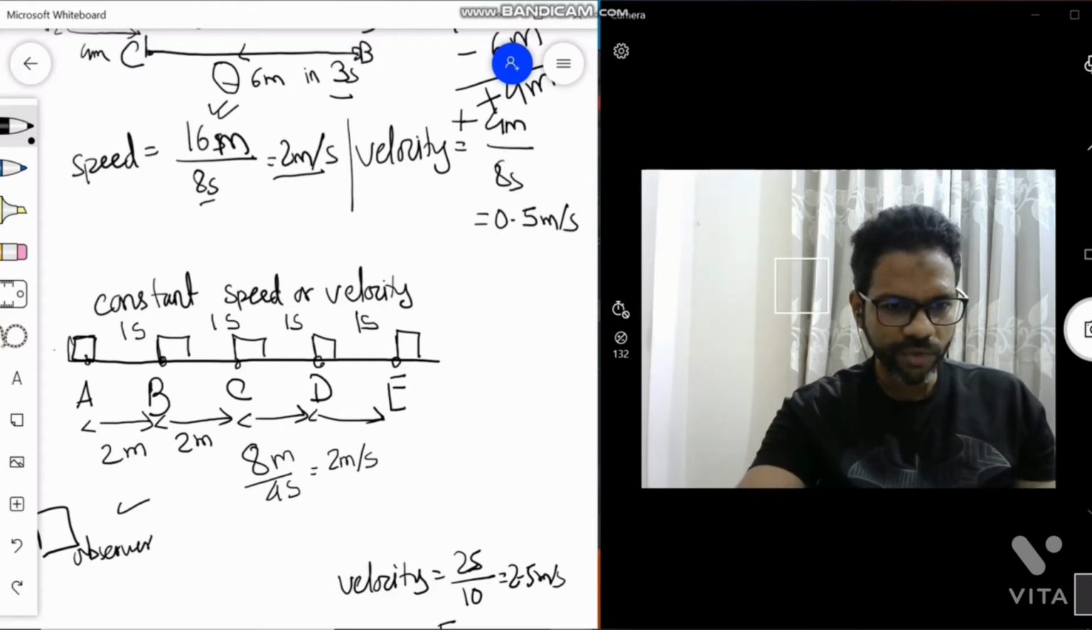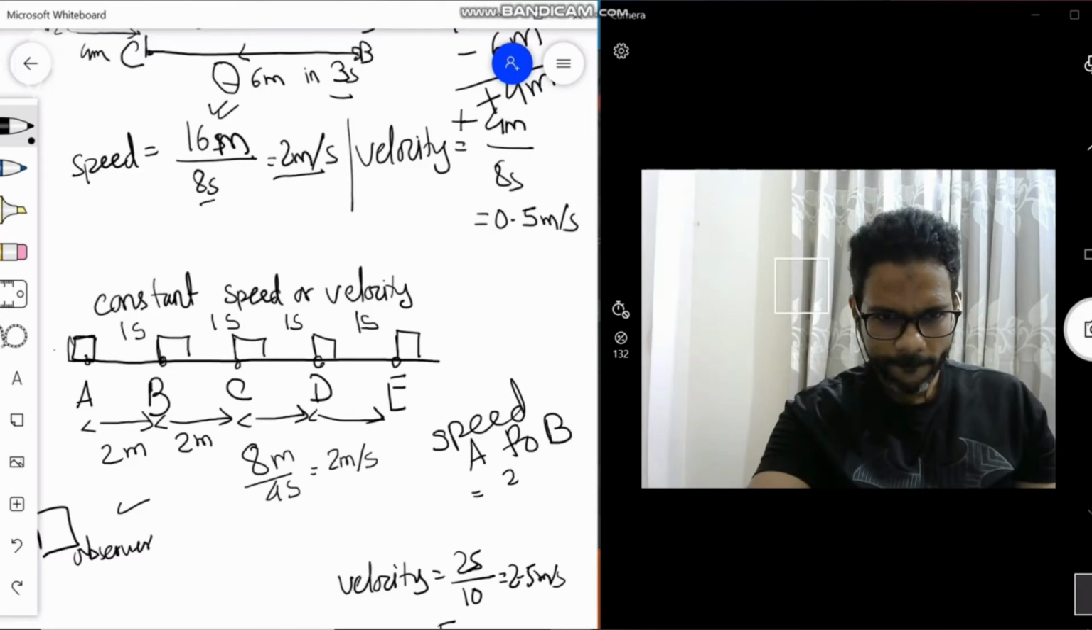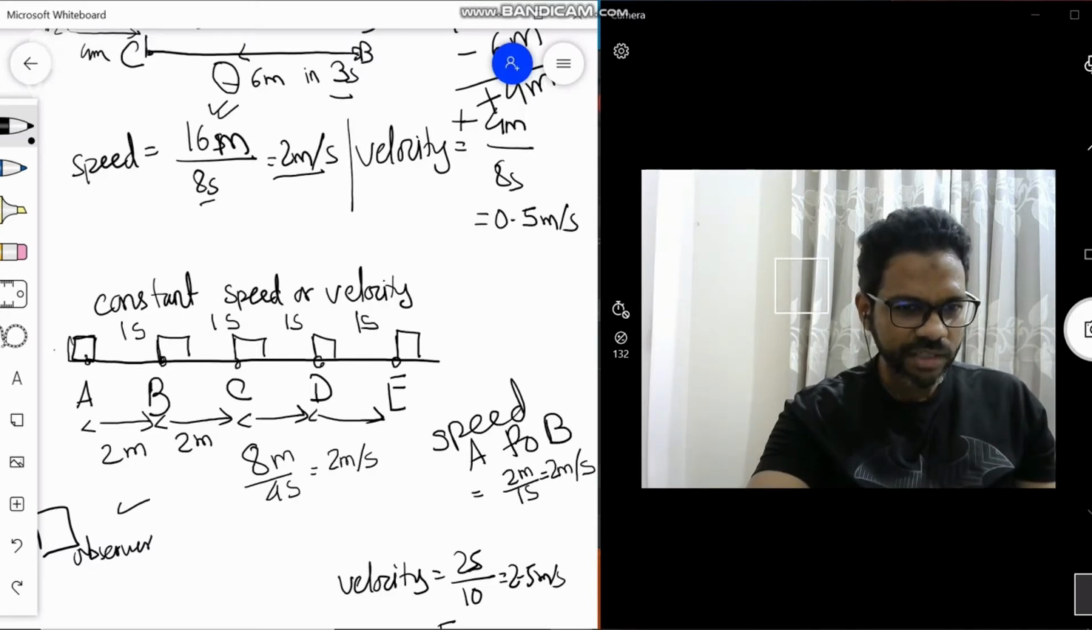Now if you try to find the speed of the object, let's say from A to B, how do we find that? The distance traveled from A to B is how much? Sorry, 2 meters. How much time did the car take? 1 second, A to B, right? So the speed is 2 meters per second. You see, the average speed and the speed at any one point is the same.